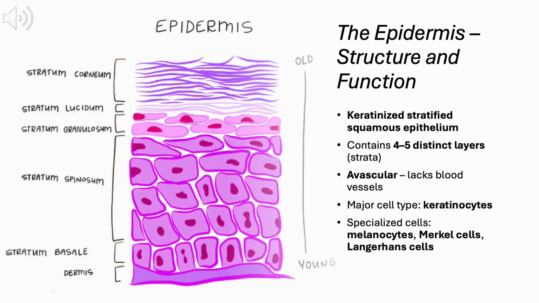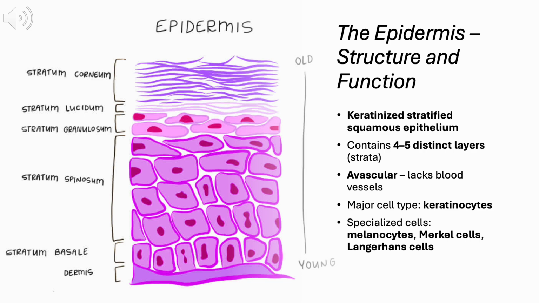The epidermis is the outermost layer of the skin and plays a vital role in protection. It's made of keratinized, stratified, squamous epithelial cells, which means the surface cells are packed with the protein keratin, making them tough and water-resistant. The epidermis contains either 4 or 5 layers, depending on where it is on the body. In most places, there are 4 layers, but in thick skin, like the palms and soles, there's an additional layer called the stratum lucidum.